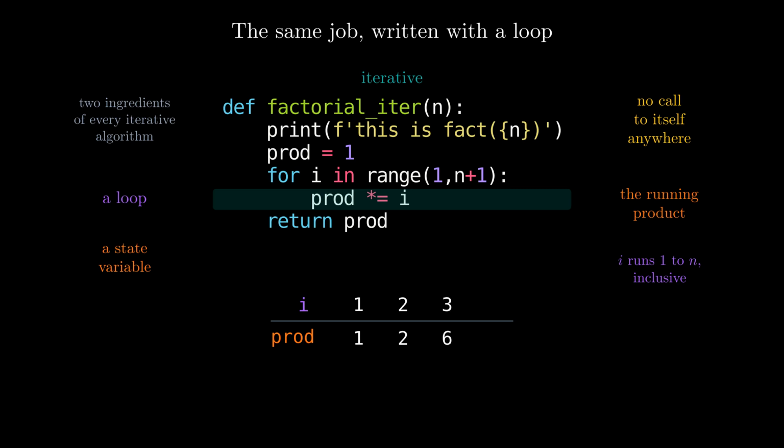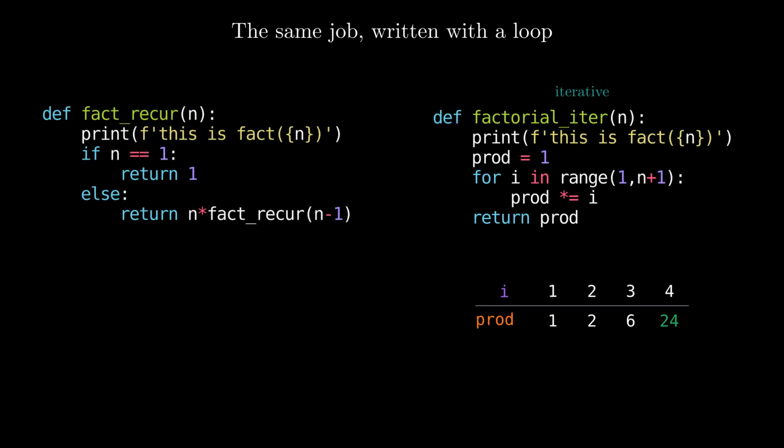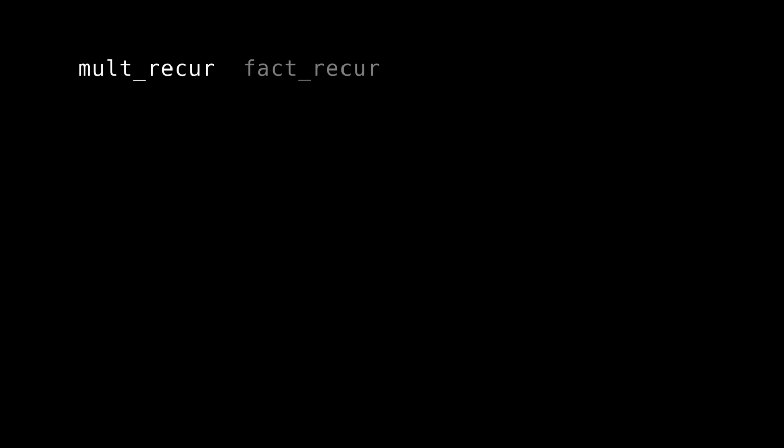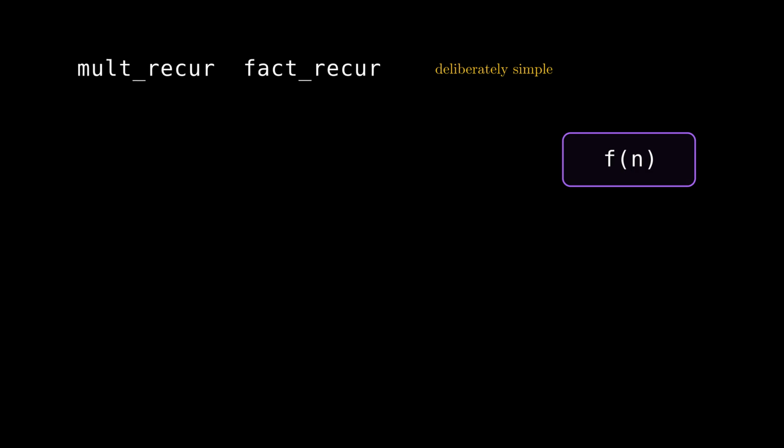1, then 2, then 6, then 24 for n equal to 4. Put the 2 side by side and the recursive version is arguably more readable. It looks like the mathematical definition, but both compute exactly the same answer. Multiplication and the factorial were deliberately simple, but they expose what people find trickiest about recursion, writing a function in terms of itself. Neither problem needed recursion.